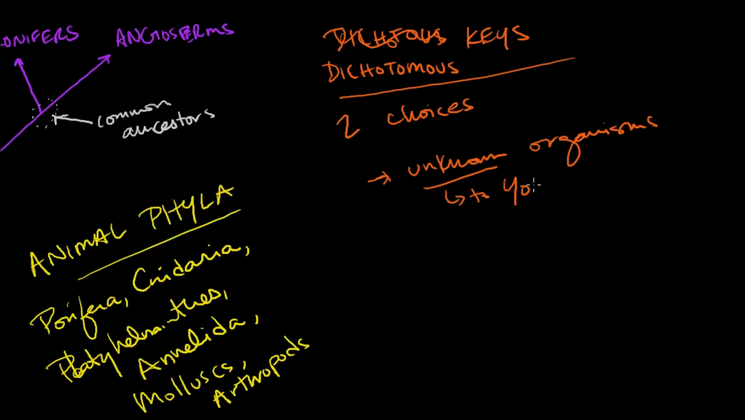to you individually. So what you're trying to do is you come across this weird organism. Let's say you're walking in the forest and you come across an insect or a plant that you don't know what it is. Now you're looking at that organism and using a dichotomous key to identify it. Not classify it, just identify it.